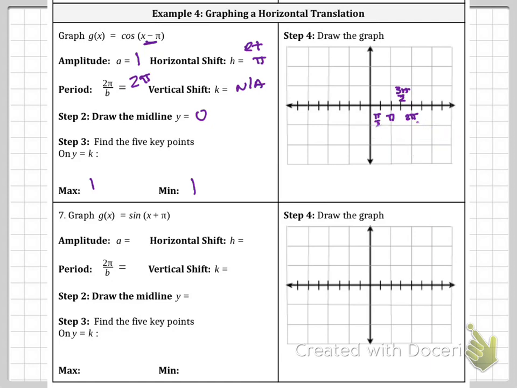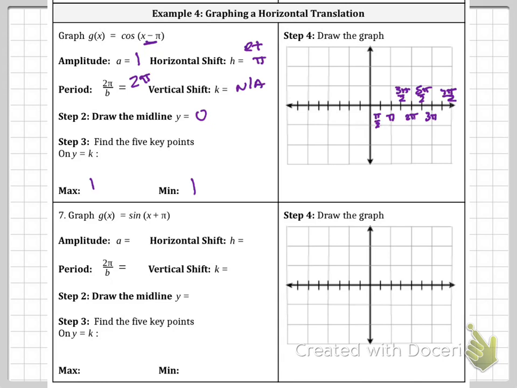So if we continue that pattern, we had 4 pi over 2. This next one then would be 5 pi over 2. Then we'd have 6 pi over 2, which is actually 3 pi. Then up here would be 7 pi over 2. Okay, so sometimes the hardest part about this is just labeling the x-axis and how you are going to divide it out. So we have this all labeled.